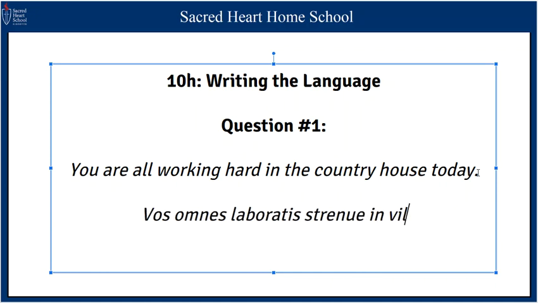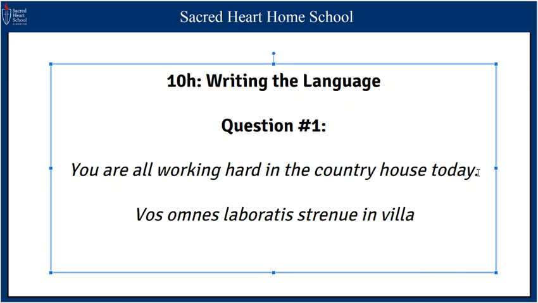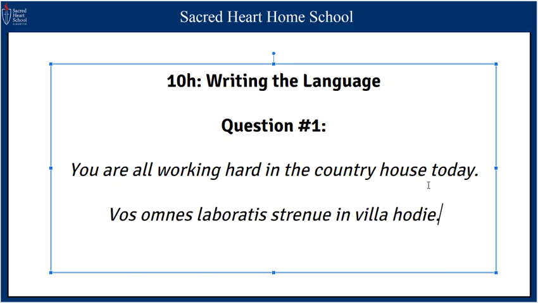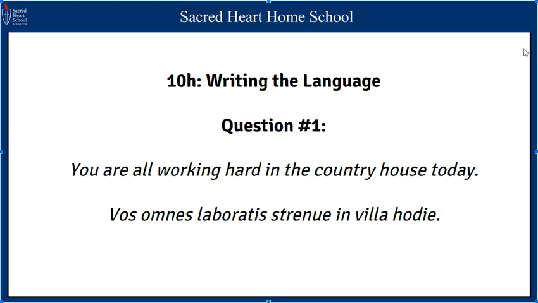In villa, in the country house. That's an ablative there, but I'll just leave it alone for now. Vos omnes laboratis strenue in villa, and then today is hodie. So that's the answer for number 1. And then there are 4 more sentences that you'll have to try to work on yourselves on the next page.